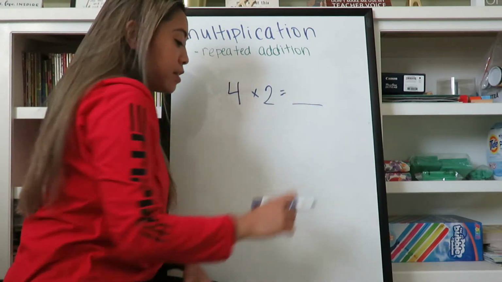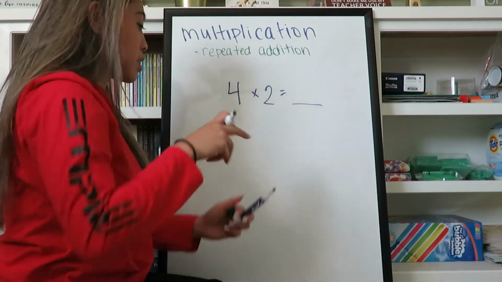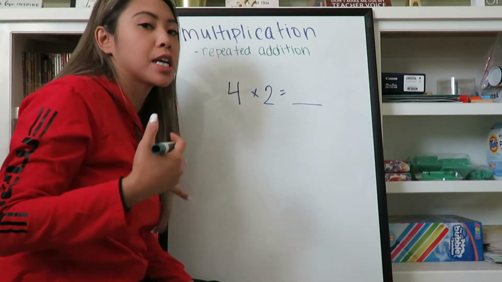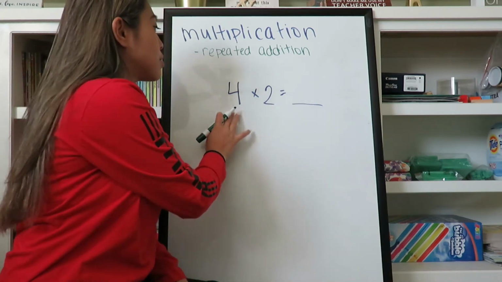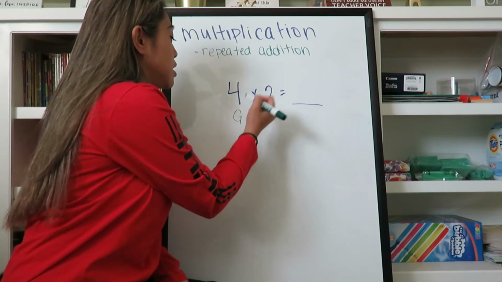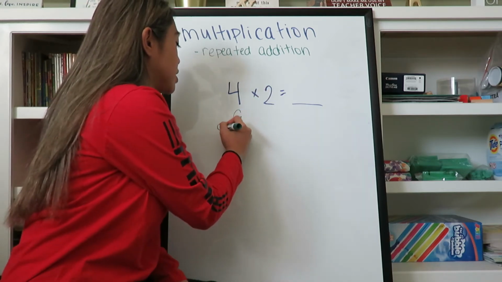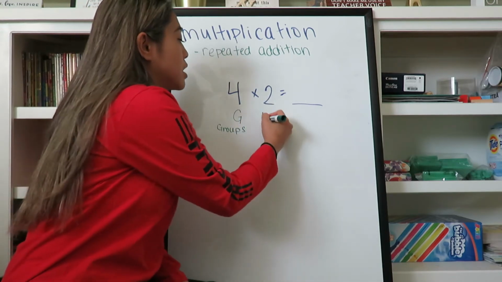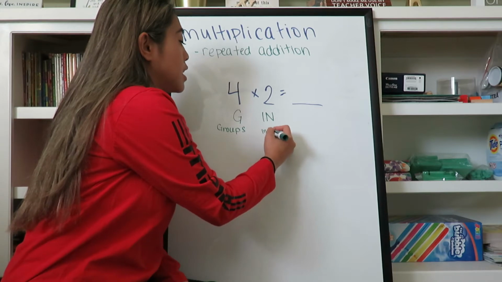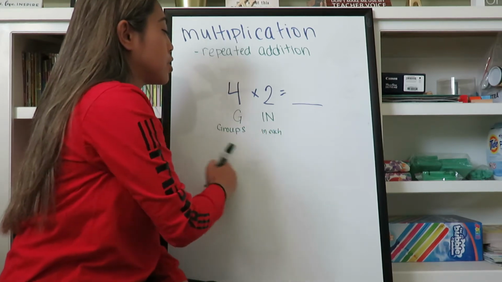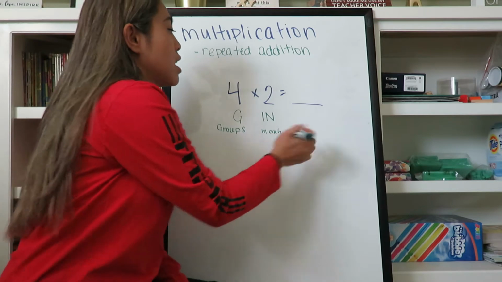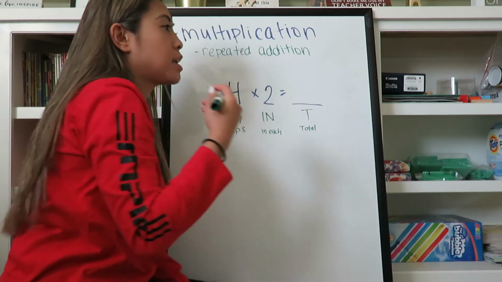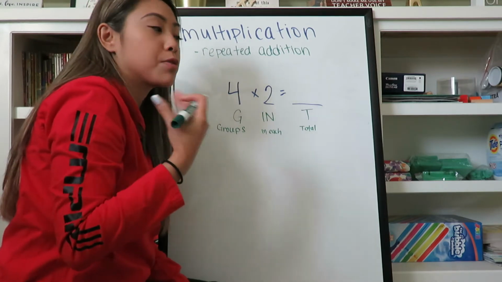All right, so for instance, let's do 4 times 2, okay? I always have the students label their work. This gives them a visual and a good understanding of multiplication. So your first label is going to be a G. The students know this already. They are your groups. The next one is labeled IN for in each. We're going to draw a picture in a little bit to show what it looks like. And then you're looking for the total. Whenever you're multiplying, you're always adding the same number repeatedly and looking for the total.